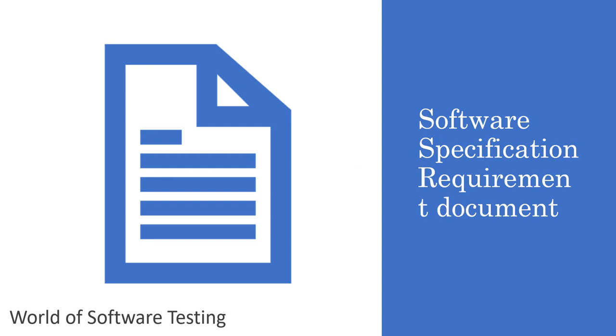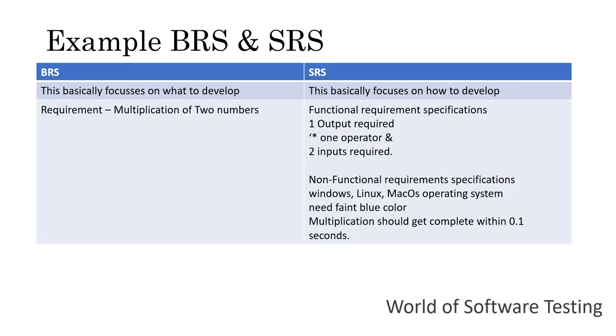Once the SRS document is completed, the BA sends it to the technical team, that is the development team and the testing team. So let's understand BRS and SRS with the help of an example. In BRS we are focusing on what to develop in a broader way, and in SRS we are focusing on how to develop. So the detailed description will be there in the SRS.